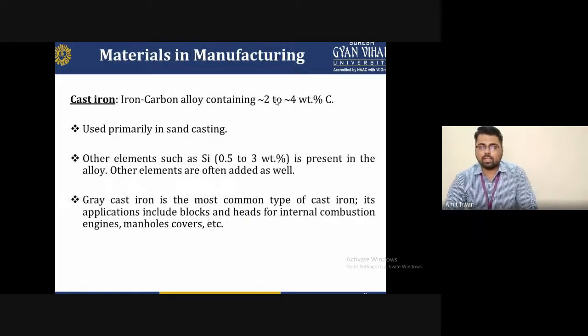Cast iron is an iron-carbon alloy containing 2% to 4% weight of carbon, and it is used primarily in sand casting. For chemical composition, other elements such as silicon, 0.5 to 3% weight percentage, are present in the alloy and added in certain quantities. These are all used in industrial applications, for making products from steel or from cast iron, depending on the application of the product.